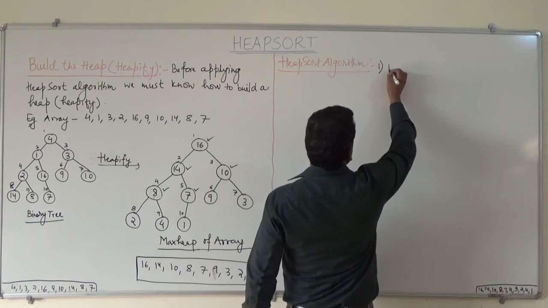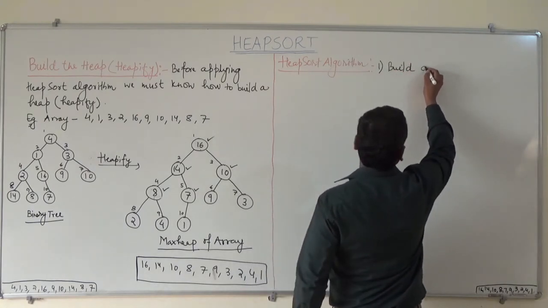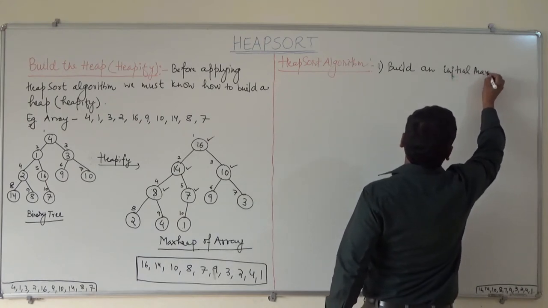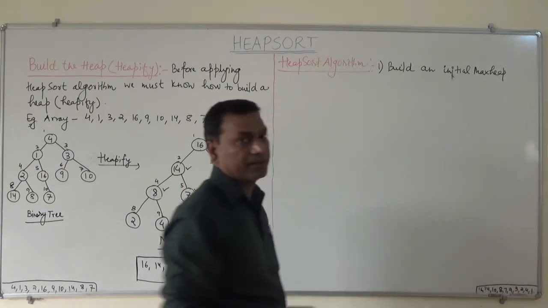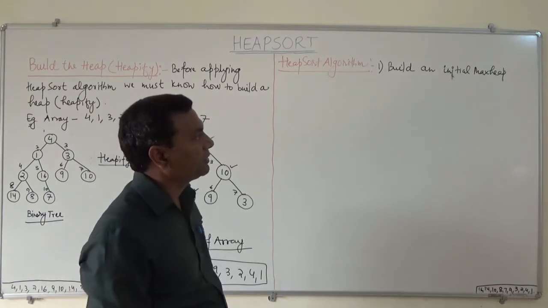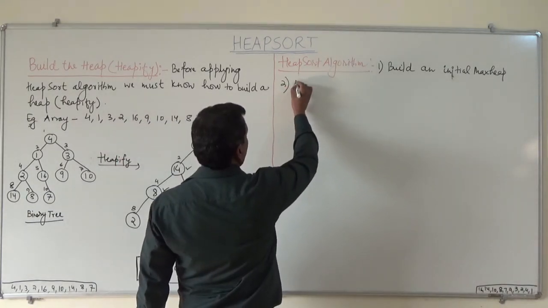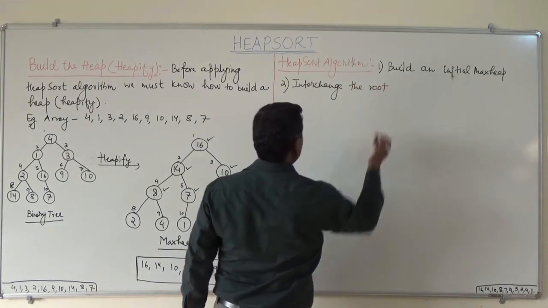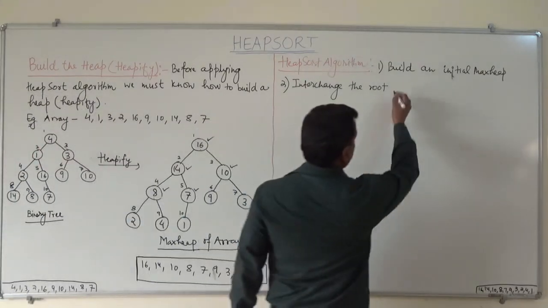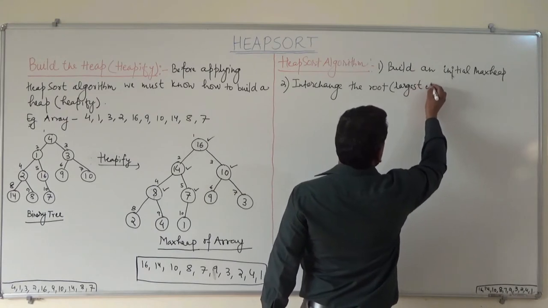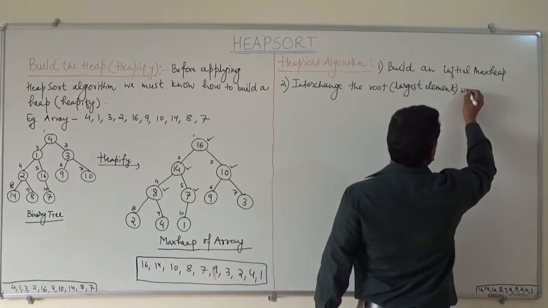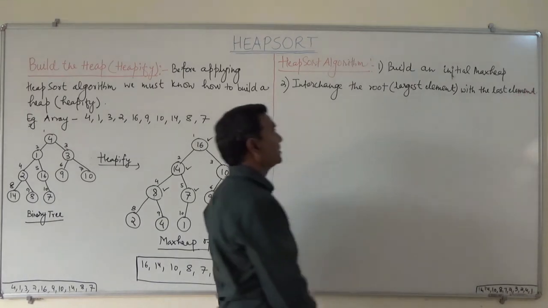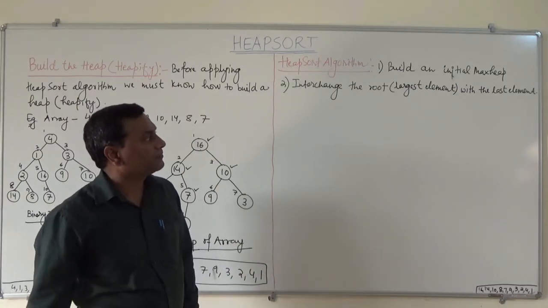First step is build an initial max heap of array. So whatever array we have been given, we will build an initial max heap. And then step 2, interchange the root, that is the largest element, with the last element. So this is step 2, interchange the root, that is the largest element, with the last element.